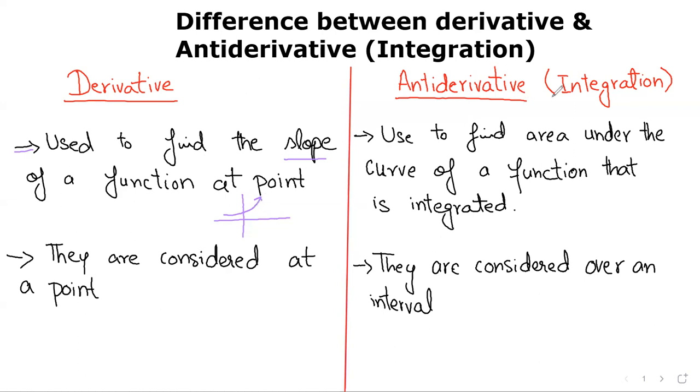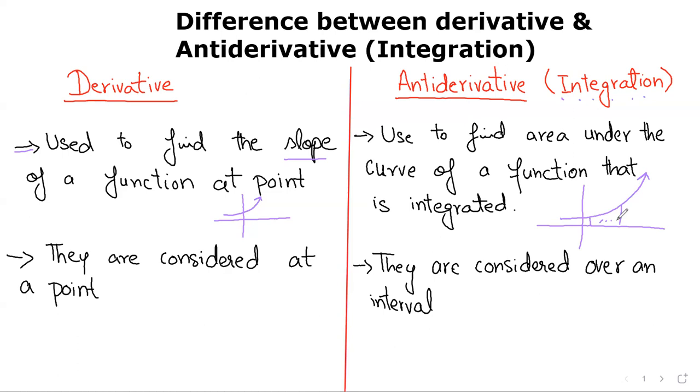Whereas the antiderivative, which we sometimes also call integration, we use to find the area under the curve of the function that is integrated. For instance, if this is my graph and it's making a slope, we already know that slope is for the derivative, but in the case of integration, we work on what is under that curve. So we have to work out the area under that curve, and we consider it over an interval. So this is the difference between the derivative and the antiderivative.